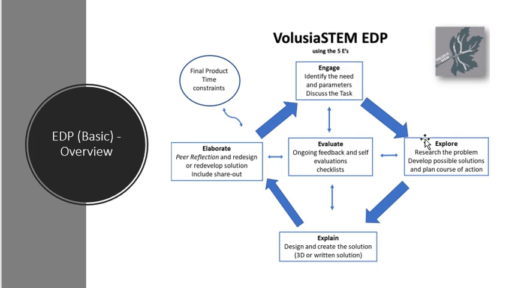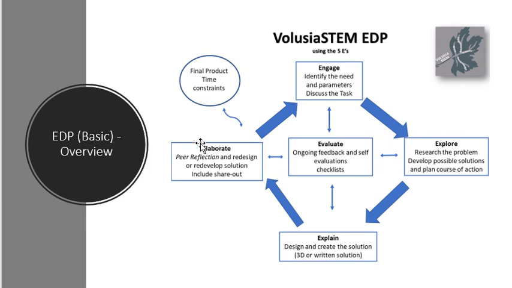Next is exploration. To explore the problem means to research that problem using your online and offline resources, to discuss further with experts to understand the problem, and then working to develop possible solutions either through sketching or by building something, and planning a course of action of how you want to tackle solving that problem. After that, you move on to explaining the problem. And you can explain the problem by designing and creating possible solutions, either written solutions or 3D models.